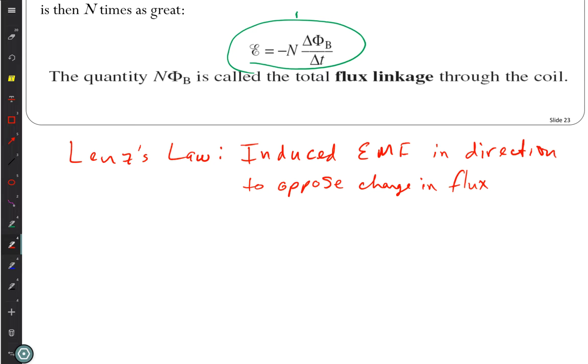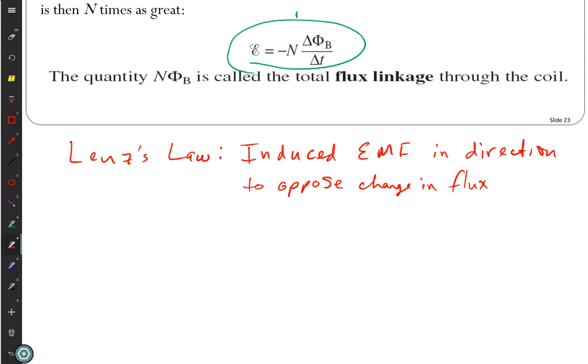So that's what Lenz's law is. It's a law that tells us the direction that current is going to flow due to that induced EMF. And since you know the current goes out of positive and into negative, that allows us to set up a virtual battery based on that.